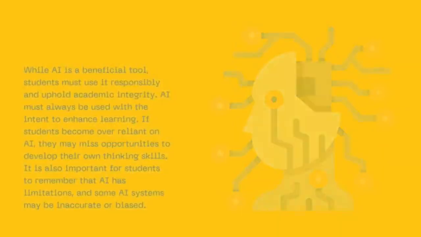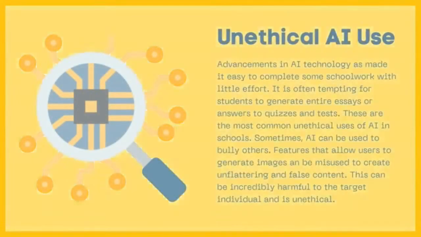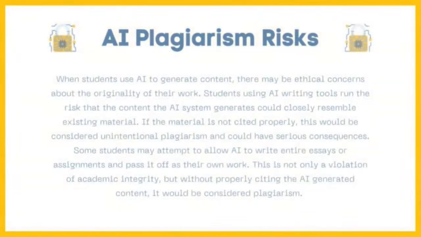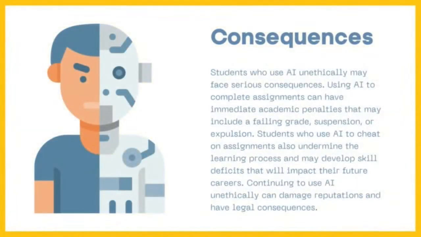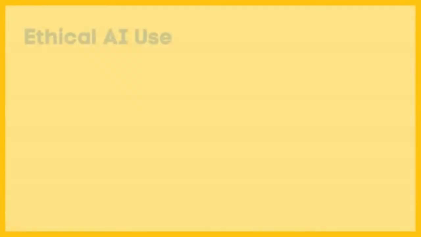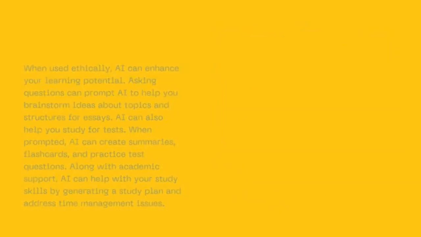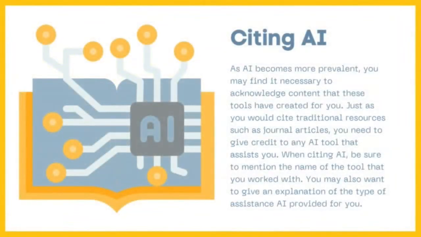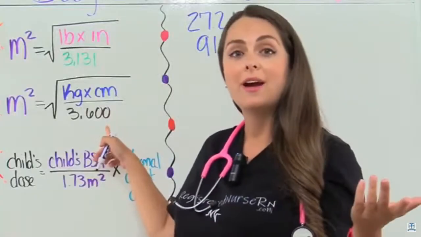Our next problem says your patient weighs 27.2 kilograms and is 91 centimeters. What is the patient's body surface area? So you want to pull the most important information out of the scenario to help you solve. So of course the patient's weight is important and their height. So this problem specifically gives the patient's weight in kilograms and their height in centimeters. So we're going to use the metric system formula to look at that body surface area. So we're going to use this formula right here.